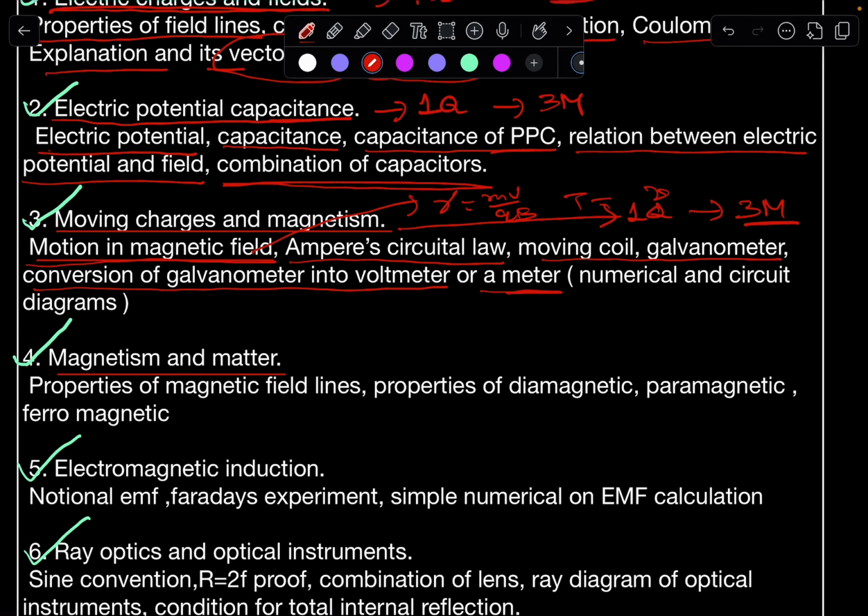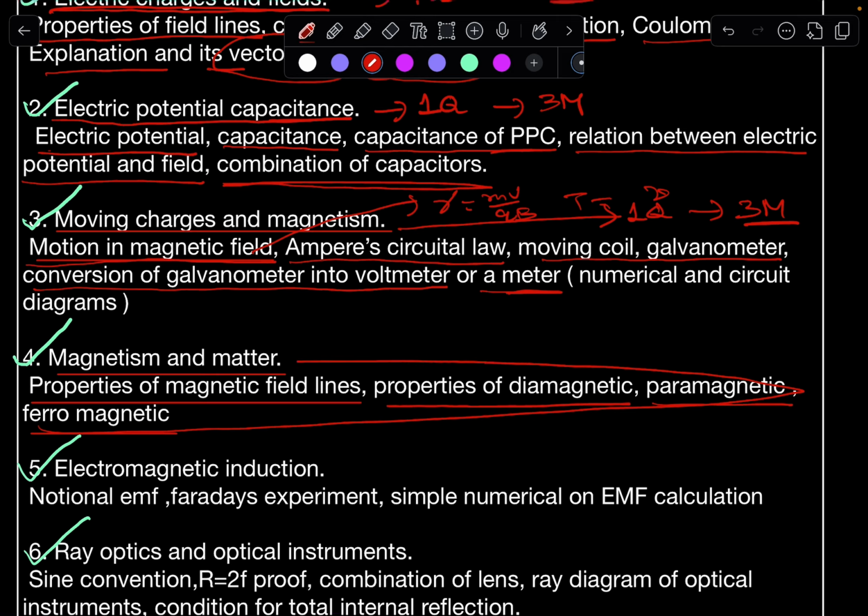Now coming to the easiest chapter, magnetism and matter. Here the most important concept is the properties of magnetic field lines. You can select any 4 or 5 points. And the next one, properties of diamagnetic, paramagnetic, and ferromagnetic materials. If you practice these concepts, especially in this chapter, here also they will ask one question, and you will get 3 marks. So totally 4 questions are completed.